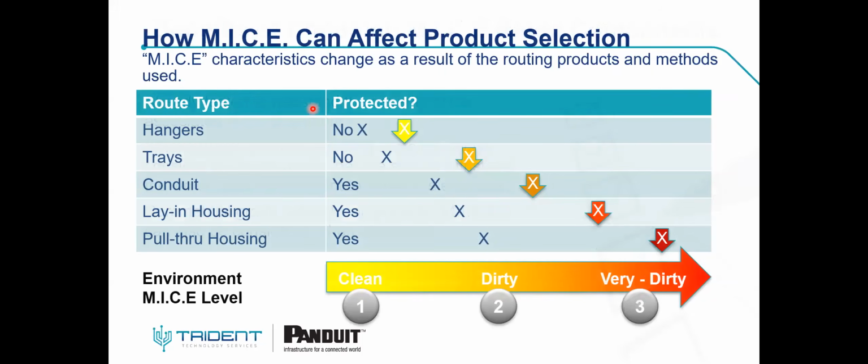So now again, how can MICE affect the product selection? The first example is the pathway, as shown here in the table. As the MICE level goes up, going from the clean to the dirty or very dirty area, you can change the pathway from hangers up to conduit or sealed housing. One of the main factors in your area is the cost of the pathway. You need to choose the pathway based on your environment MICE level.